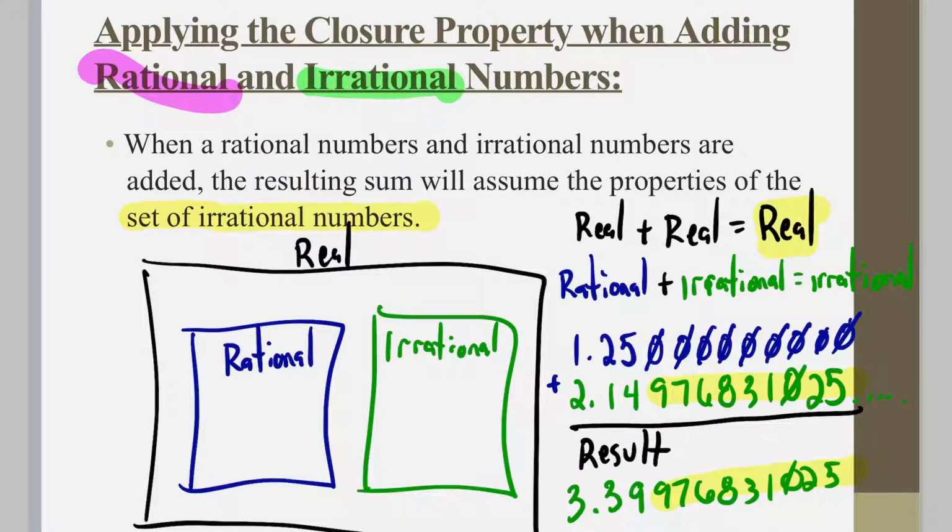So looking at this, we can see that both rational and irrational are considered real numbers. The result will be contained in the set of real numbers and have the properties specifically of the irrational numbers. So when a rational number and an irrational number is added, the resulting sum will assume the properties of the set of irrational numbers.